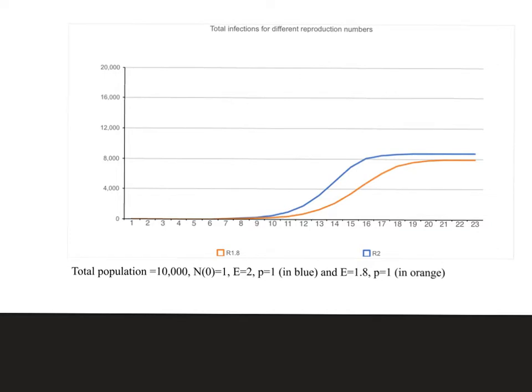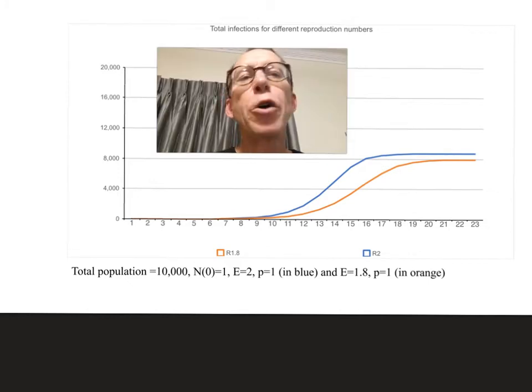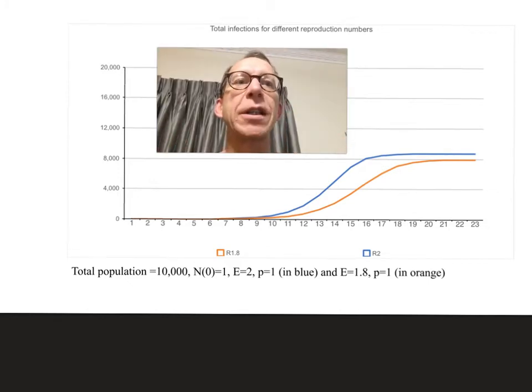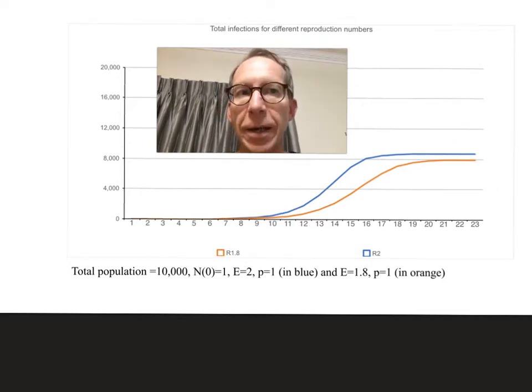And if we look at the total percentage of the population who have contracted the virus at some stage before the virus dies out, then we're looking at about 87% of the population when beta is 2, and only about 80% of the population when beta is 1.8. From both a population and a government policy perspective, it's clearly much better to have the low beta.